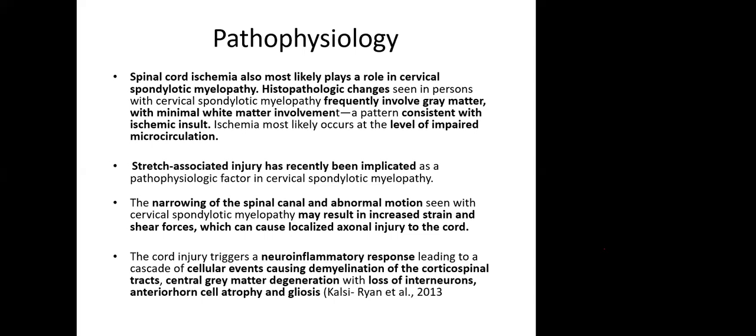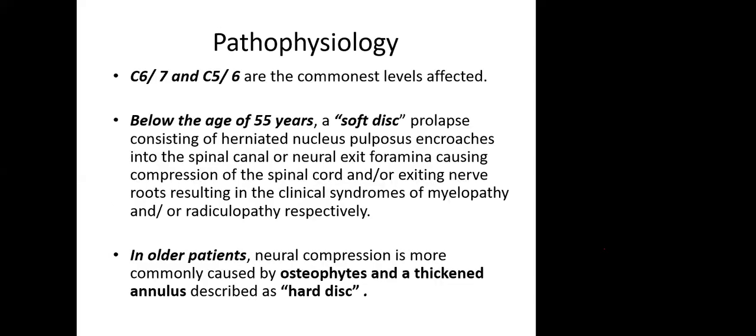Stretch-associated injuries have also been implicated in the pathophysiology. The narrowing of the spinal canal and abnormal motion seen with cervical spondylotic myelopathy may result in increased strain and shear forces, which can cause localized axonal injury to the cord. All these processes trigger a neuroinflammatory response, leading to a cascade of cellular events causing demyelination of the corticospinal tract and the central gray matter, and loss of interneurons and anterior horn cell atrophy.